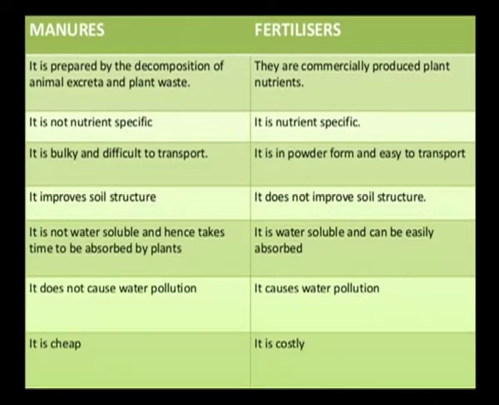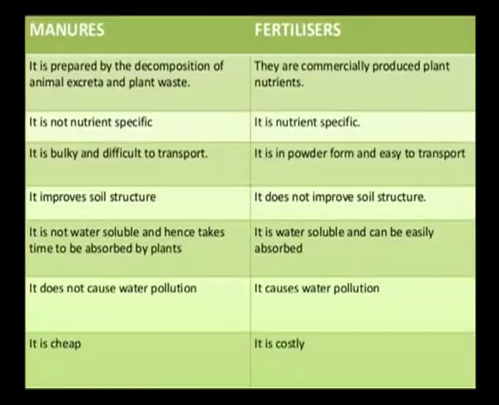The pros and cons or the differences between using manures and fertilizers. Manures are prepared by the decomposition of animal excreta and plant waste. Fertilizers are commercially produced plant nutrients. Manure is not nutrient specific. Fertilizers are nutrient specific. Now, if you do a soil analysis for a particular agricultural land, you will realize what is the nitrogen content, what is the phosphorus content, all of that. So, suppose one is completely lacking, you can get a fertilizer that is particularly nutrient specific.